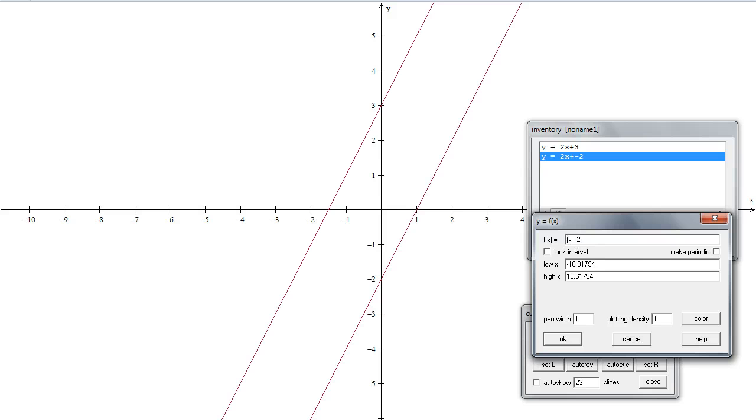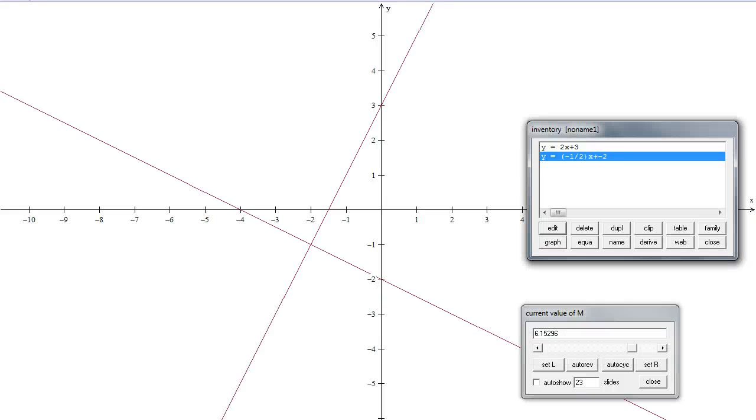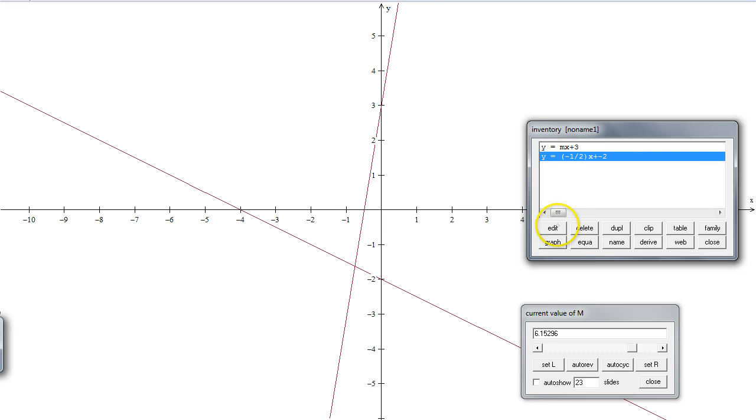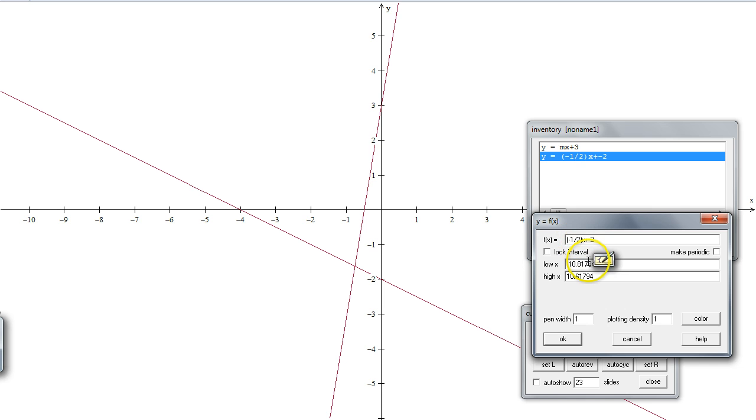Let's see what happens when we do this. -1/2. Anybody have any guess? The two lines will be? There you go. Are they perpendicular? Yes? Okay, so if I change one of them to m, what should I change the other one to, so that they're always perpendicular? -1/m. Isn't that right? m times -1/m.